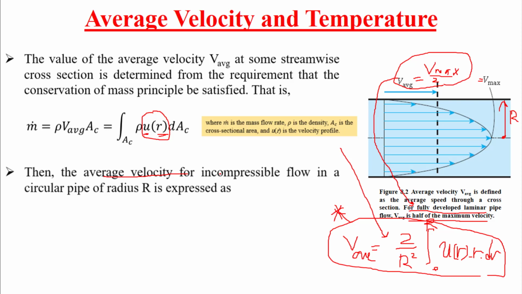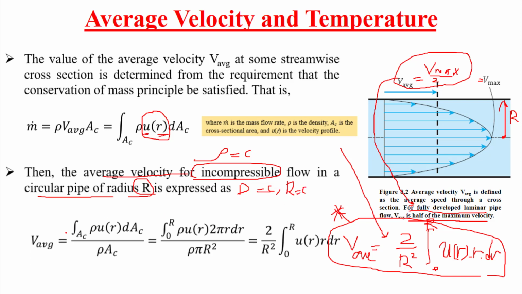Then the average velocity for incompressible flow. Why do we call it incompressible? To keep this assumption, density equal to a constant value. In a circular pipe of radius r, this is to make sure that the pipe diameter is constant, D is constant, or instead of D, we can write r is constant. So here are the two conditions. If I rearrange and walk through the derivation, we'll end up with this equation, which is the same as what we did a few minutes ago.